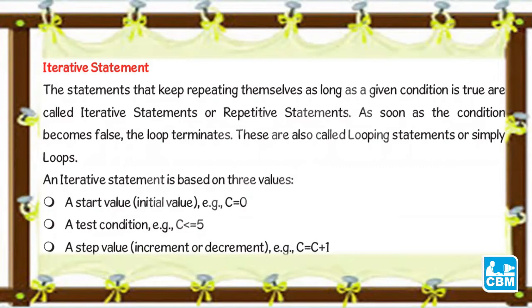An iterative statement is based on 3 values. One is the start value or the initial value, for example, C = 0. The second one is the test condition, for example, C <= 5. And the third one is a step value, for example, C = C + 1. A step value is basically the value with which the control variable C will be incremented or decremented in the loop.